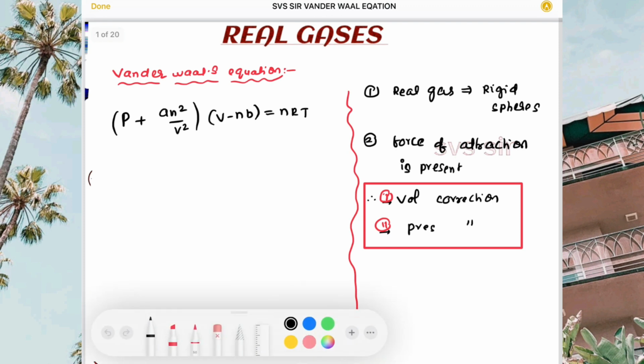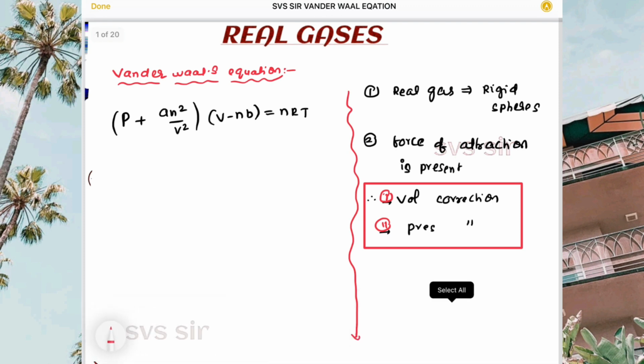Before watching this video, please go through the real gas video. From that you will get more and more clarity. So here, the ideal gas equation we know is PV = nRT, but after correction of the pressure and volume we introduced the van der Waals equation, that is (P + an²/V²)(V - nb) = nRT.